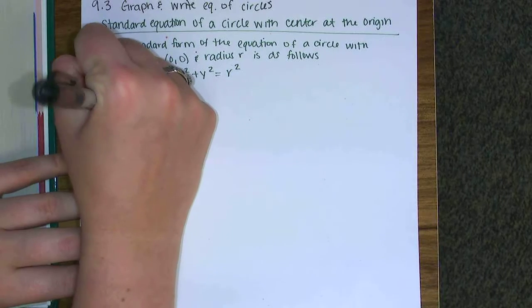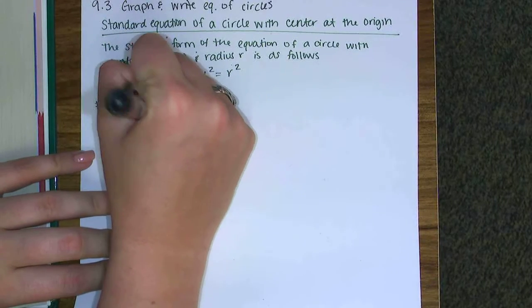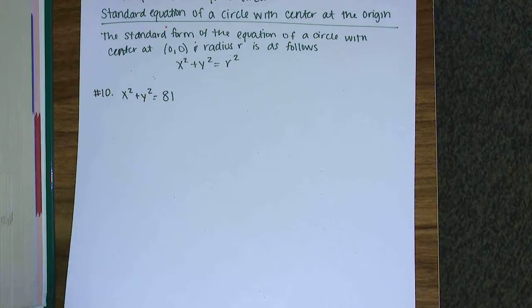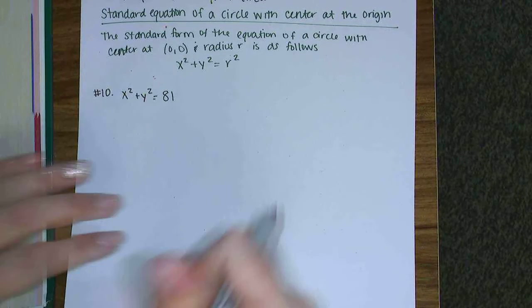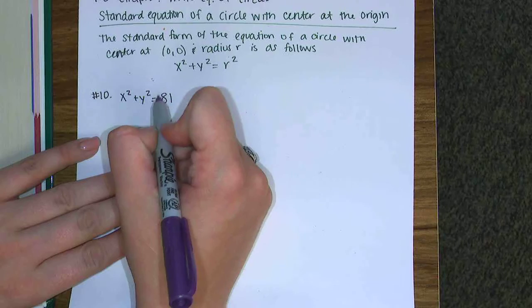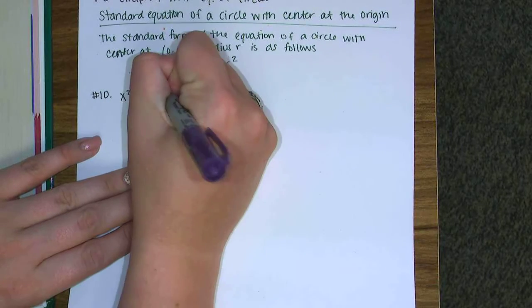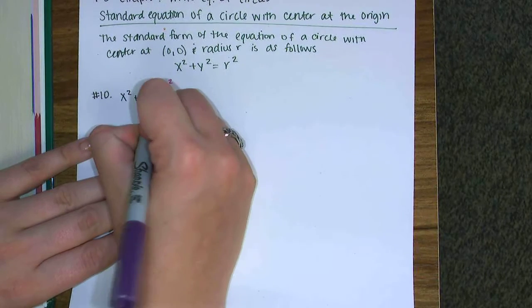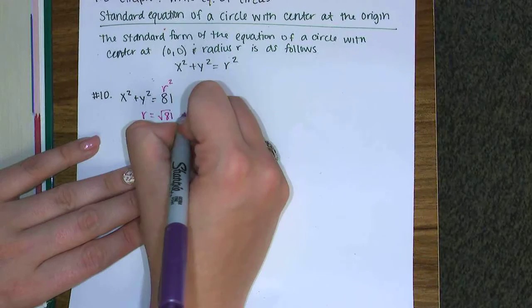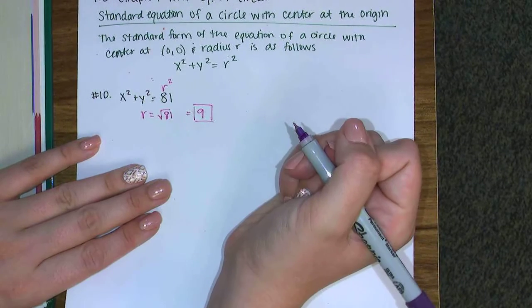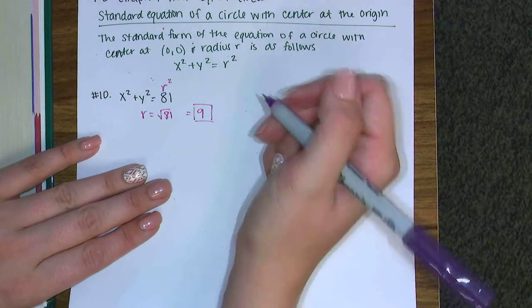So number 10, x squared plus y squared is equal to 81. You have to remember here, the radius in the equation is squared. So we have to take the square root of this, because this right here, 81, is r squared. So if I want the radius, r is equal to the square root of 81, which is equal to 9. So the radius is 9. It's literally this simple.